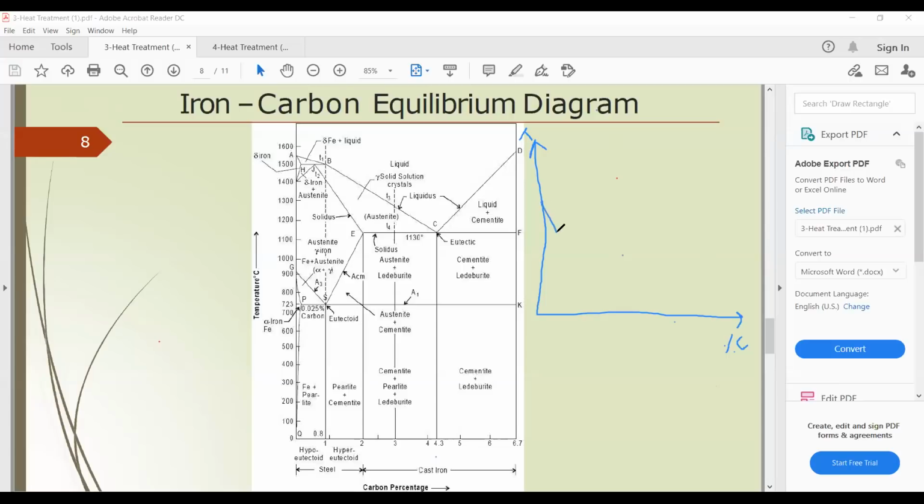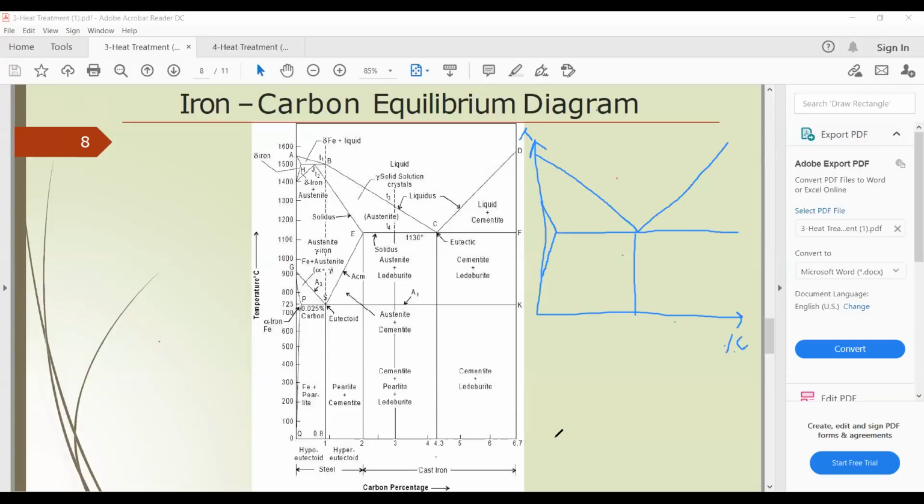So just draw a triangle like this. Then draw a horizontal line, right? Then draw this V-shaped line. And here draw this vertical line. This is a simple form of the iron carbon equilibrium diagram, right? Okay. Now we'll indicate the constitutions available in this diagram.